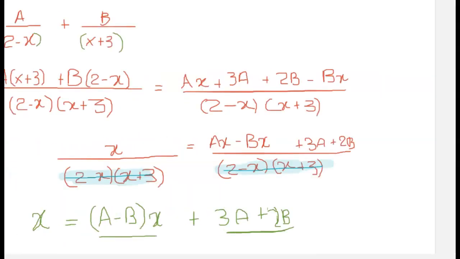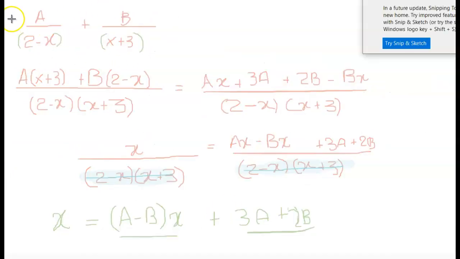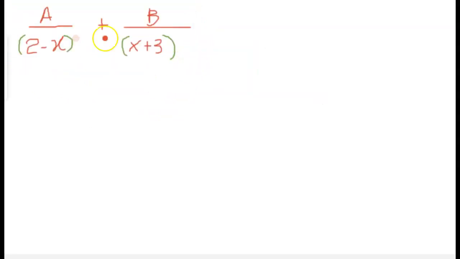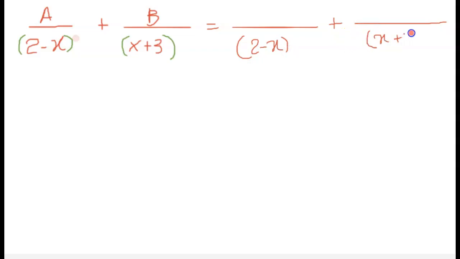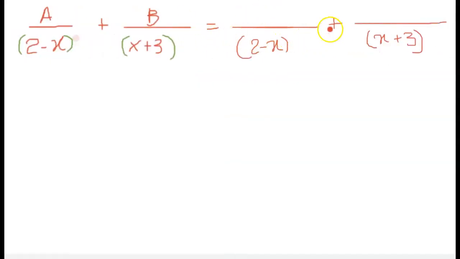Once I got these values, I will go back into this equation and I will put the values for the a and the b. So this thing will become equal to, okay, so the denominator remains the same. And then we go back and we put the values. B is 3, A is minus 2.